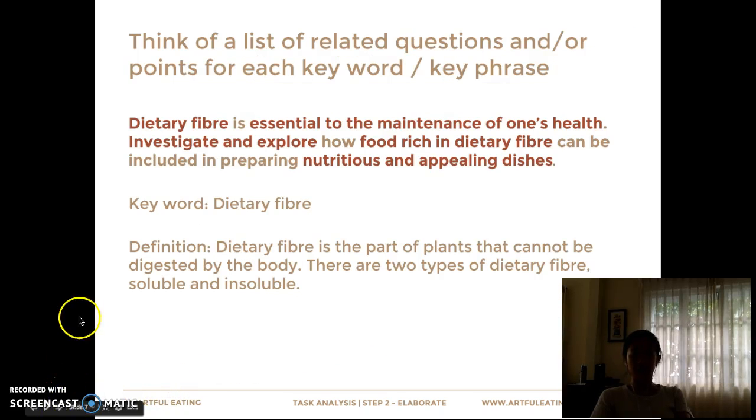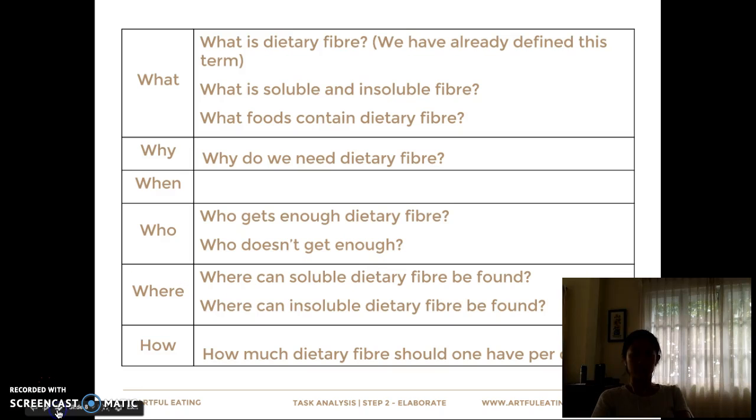Okay, so here's an example. The first keyword was dietary fiber, the definition. So this is the what question. What is dietary fiber? Dietary fiber is a part of plants that cannot be digested by the body. There are 2 types, soluble and insoluble.